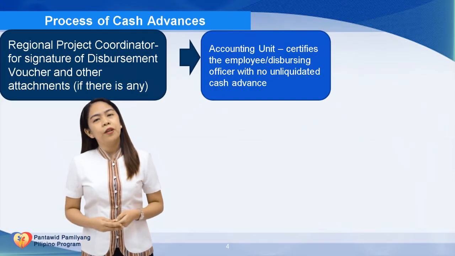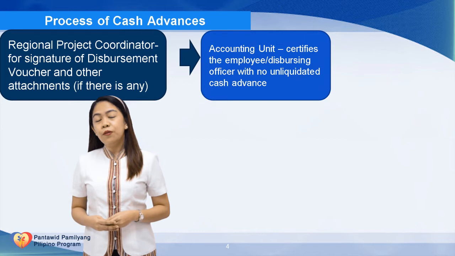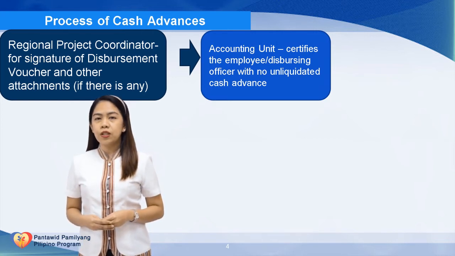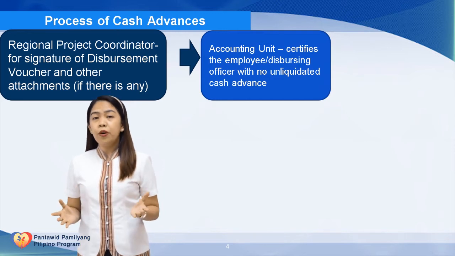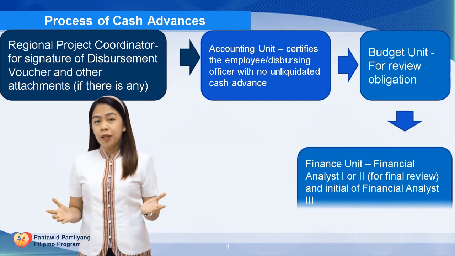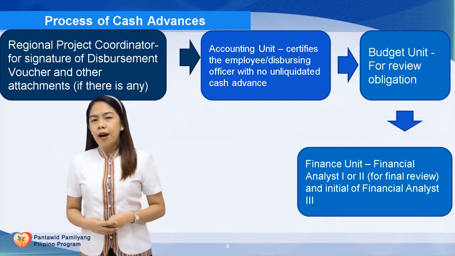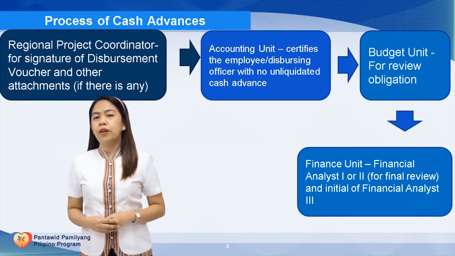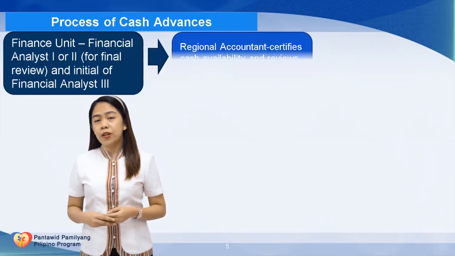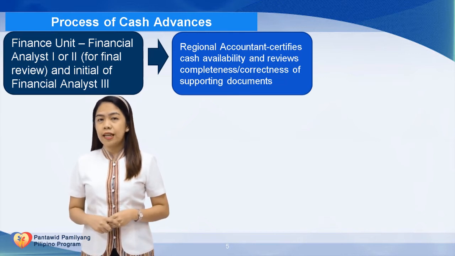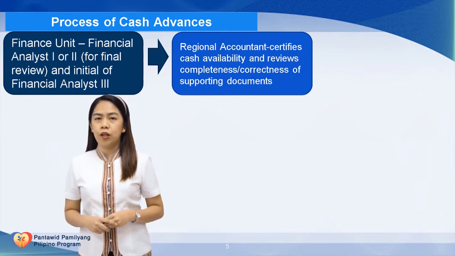Then, it will be forwarded to the Accounting Unit for certification. If the Accounting Unit certifies the cash advance request, it will be forwarded to the Budget Unit for obligation. Once obligated, it will be returned back to the Finance Unit for final review and initial of the Financial Analyst. Third, the Regional Accountant will then certify the cash availability and will review the correctness and completeness of supporting documents.